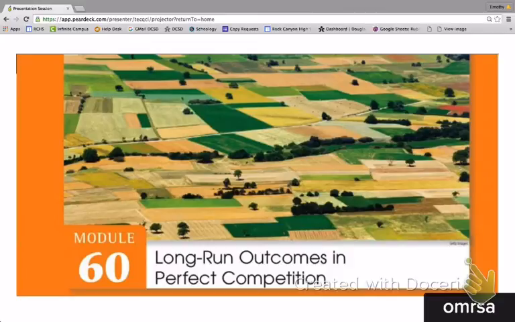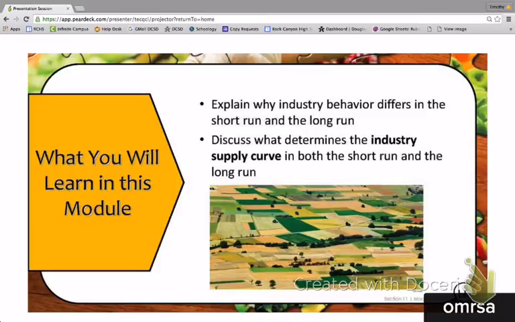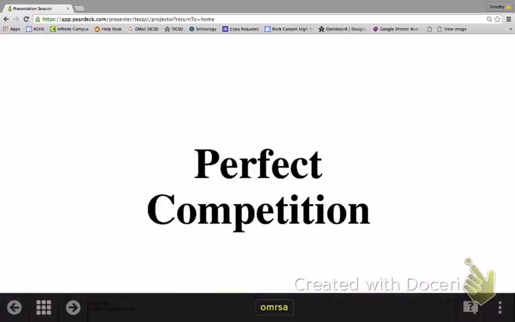We'll focus on the industry supply curve. We'll look at the difference between the short-run industry supply curve and the long-run industry supply curve. I'll explain why industry behavior differs in the short run and the long run, and discuss what determines the industry supply curve in both the short run and the long run.